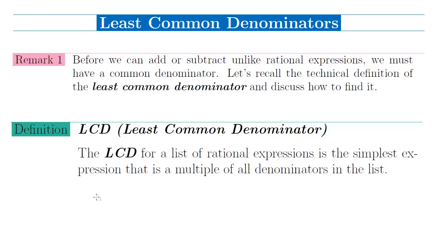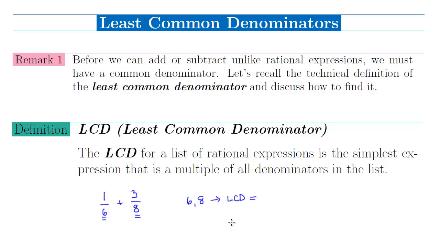For example, suppose we took the fraction 1/6 and we had the fraction 3/8 that we were trying to add to it. Now the two denominators are 6 and 8. And before we can add these fractions, we have to get a common denominator. So we'd be looking at the list of 6 and 8 and saying what would be the LCD for these two numbers, 6 and 8.